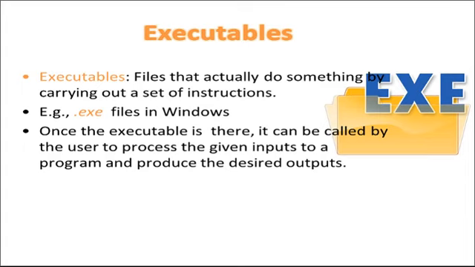What is meant by executable programs? Files that actually do something by carrying out a set of instructions are nothing but executable programs. Whenever we are using our computer system, you are able to see that most of the software have the extension .exe. All these are nothing but executable programs. Once the executable is there, it can be called by the user to process the given inputs to a program and produce the desired outputs.